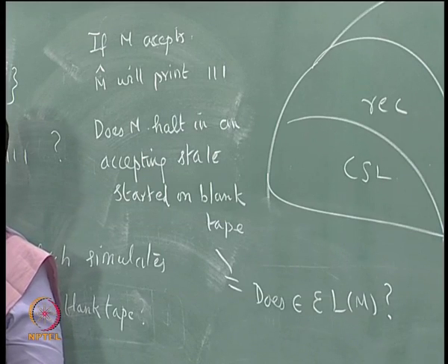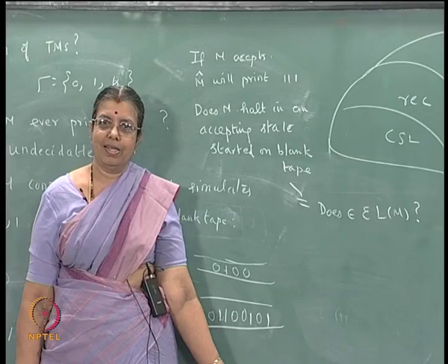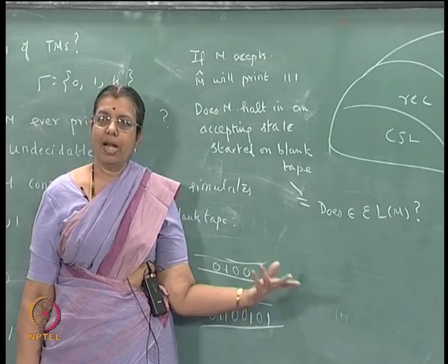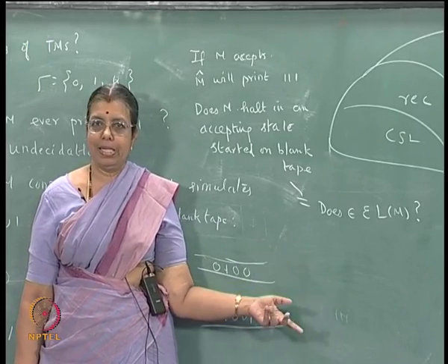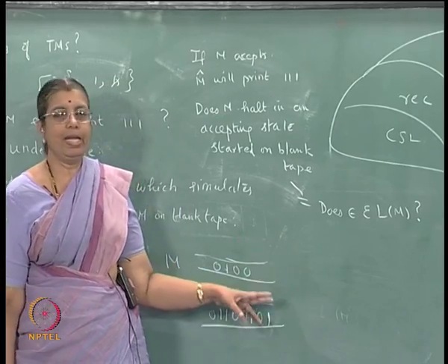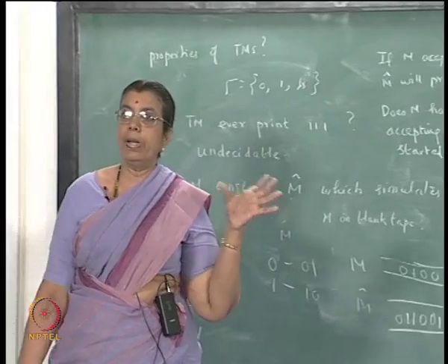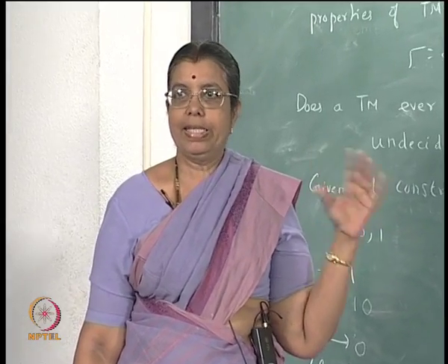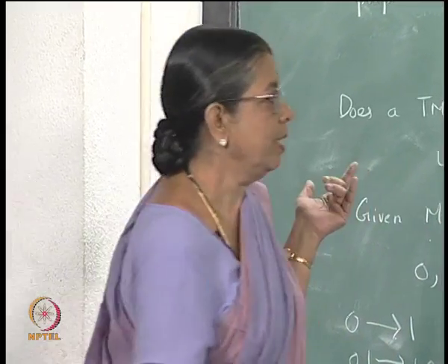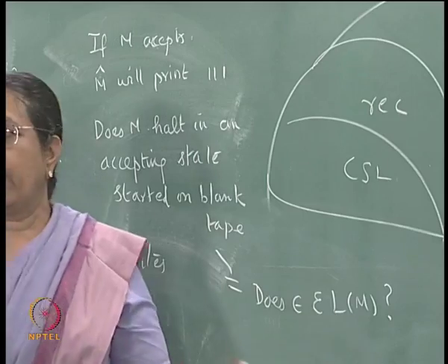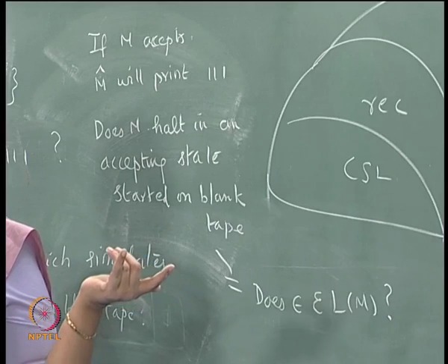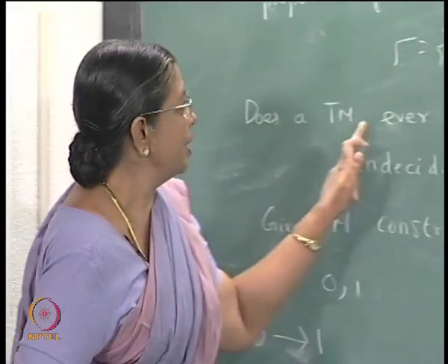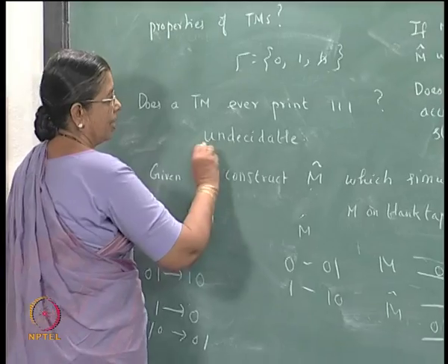That is a non-trivial property, is it not? Does epsilon belong to L of M is a non-trivial property. By Rice's theorem, that is undecidable. Now, if you assume that the problem whether the Turing machine will print 3 ones at any time is decidable, then you come to the conclusion that does epsilon belong to L of M is decidable, but that is an undecidable problem. So, does a Turing machine ever print 3 ones? This is undecidable.